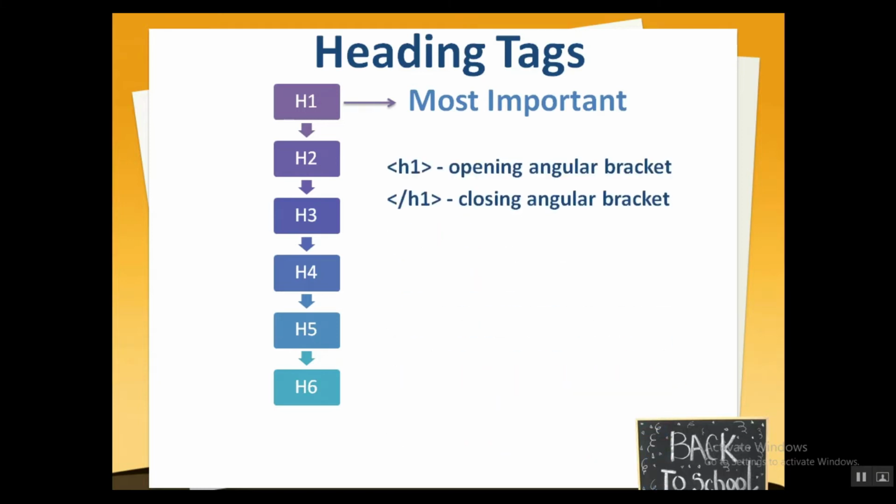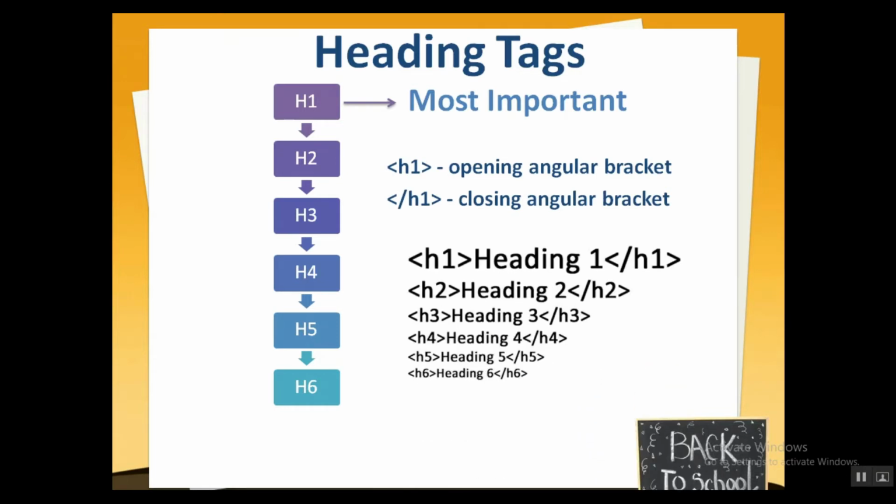H1, when placed in the angular bracket, marks the beginning of the heading and with the slash sign means the closing of the heading. Whatever is placed between these two will appear as the heading of your web page. As an example, heading 1 you can see will appear to be the biggest one and heading 6 will appear as the smallest one. So this appears in the ascending order.